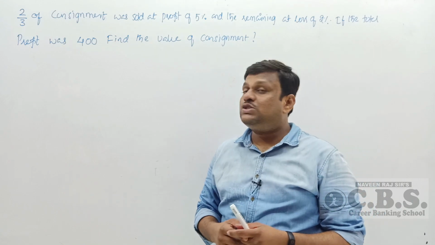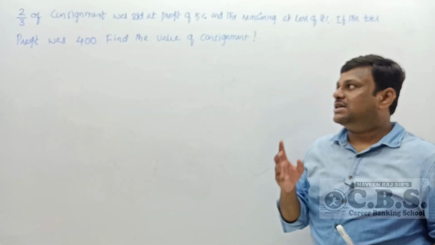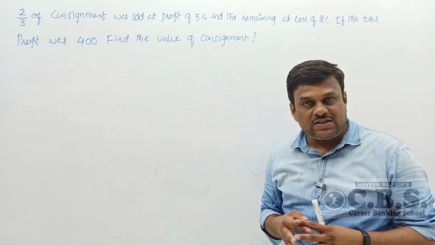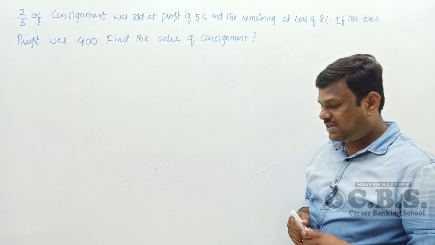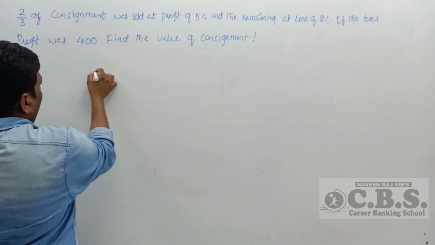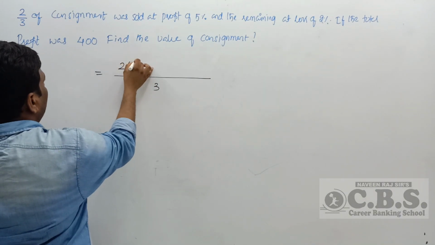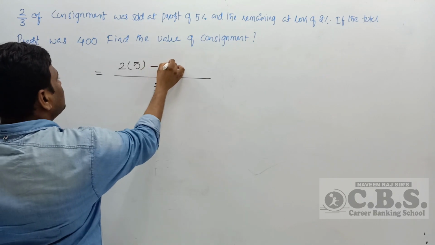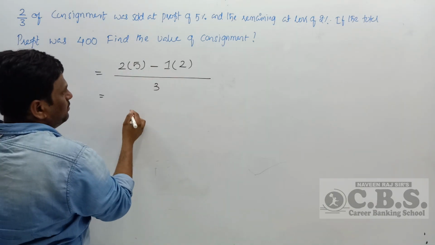2/3 of a consignment was sold at a profit of 5% and the rest of the consignment sold at a loss of 2%, and the overall profit was 400 rupees. Find the overall value of the consignment. Overall value means what? The cost price of the consignment. So out of 3, there are 3 articles given. Out of 3, 2 sold at a profit of 5%. The rest at a loss, nothing but 1 article, that is 2. 2 5s are 10, 10 minus 2 is 8.